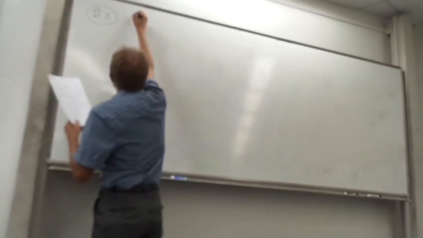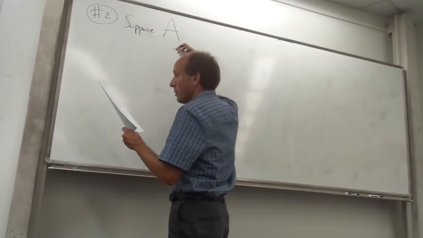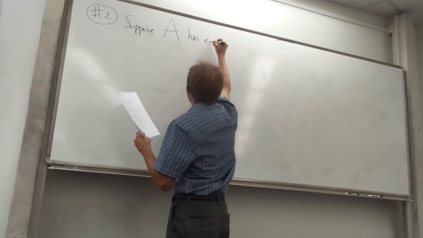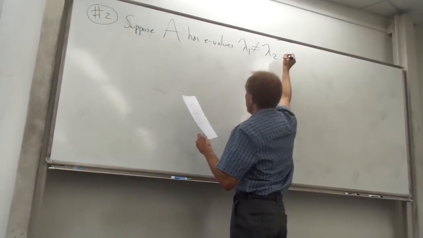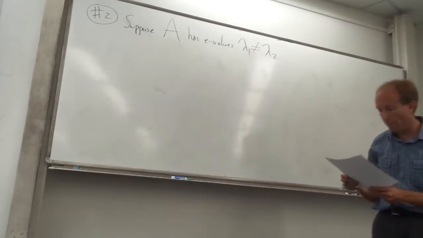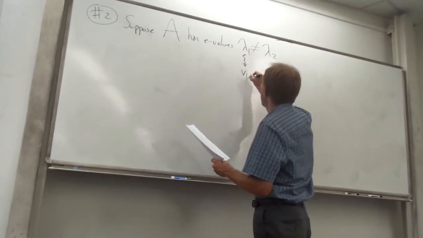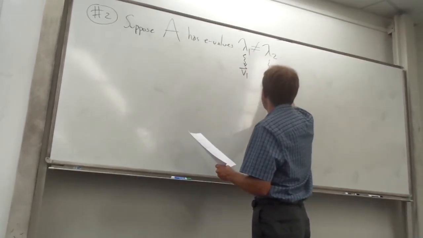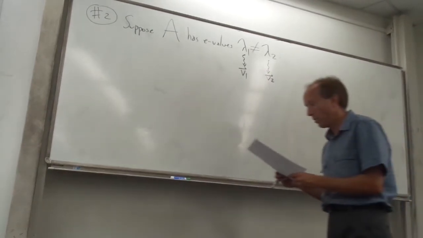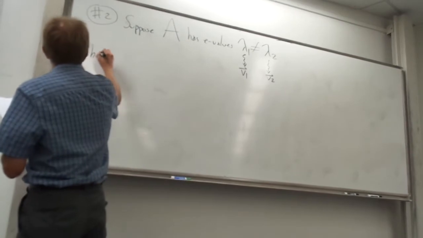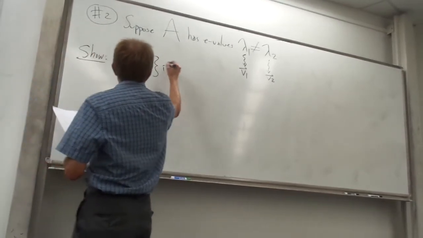Okay, so here we go. Suppose we have A as a square matrix. And let's suppose it has eigenvalues lambda 1 not equal to lambda 2. So lambda 1 is different from lambda 2. Okay, and let's suppose that there are corresponding eigenvectors v1 and v2. I'm just going to abbreviate here, guys, because you have the handouts and you can always look up the details of it. Okay, show that v1 and v2 are LI.